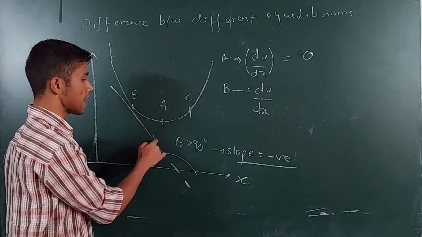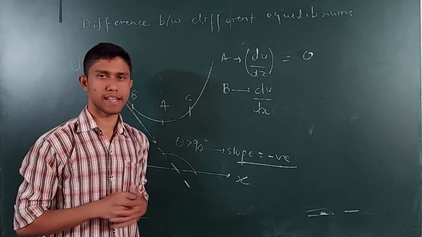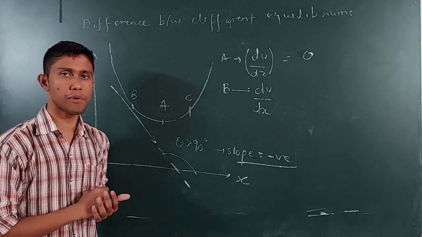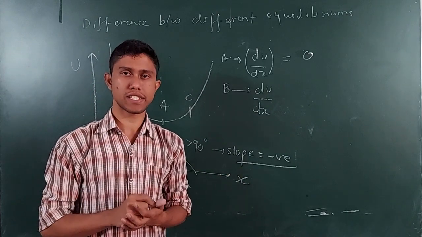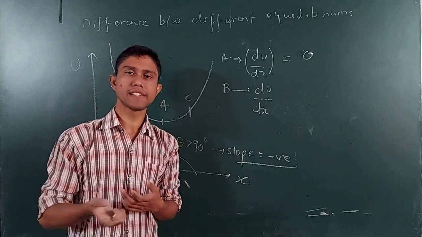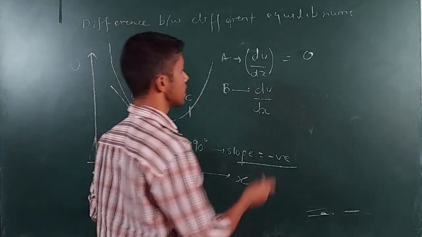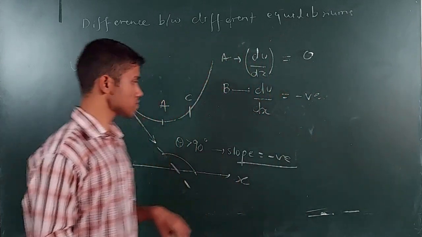This line makes an angle which is greater than 90 degrees with the x-axis. And for such obtuse angles, the slope is negative. So du by dx, which is only the slope, is negative. So I can write the slope is negative over here.